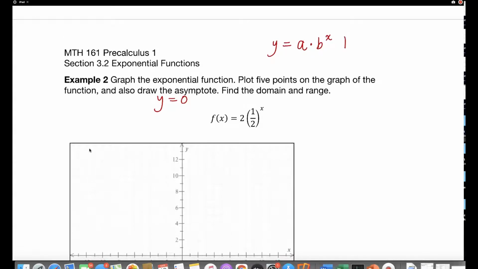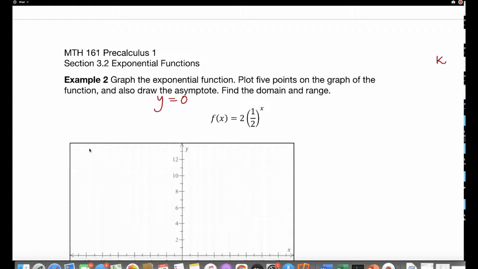But let's say you have a value being added, like plus k, like plus 5, plus 7, plus 2, then the horizontal asymptote will be whatever that vertical translation is. If it is minus k, well then the vertical translation, if you move it down, the horizontal asymptote will also go down that many.